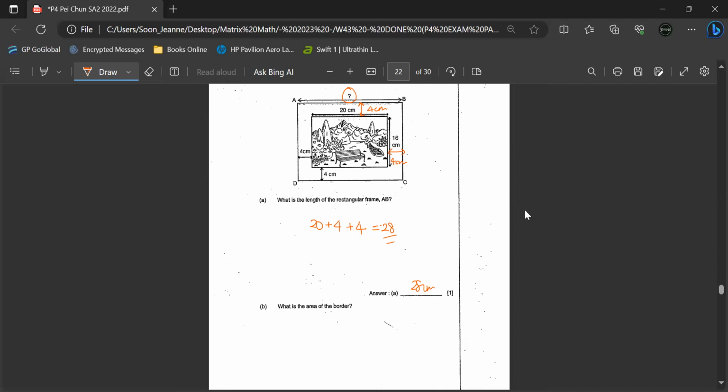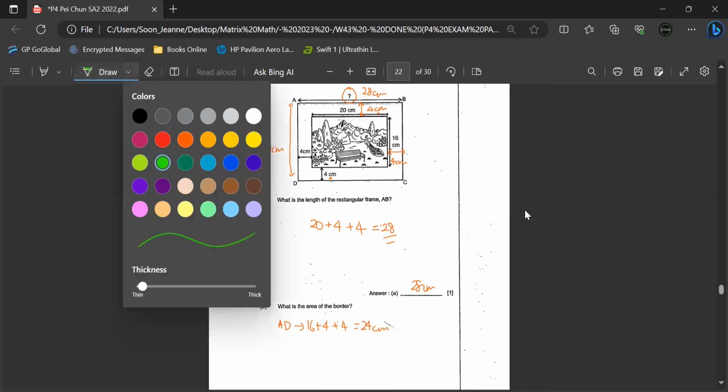Okay. So, what we do have, we know that this is 28. But we do not have the breadth, which is AD, breadth of the frame. So how do we find AD? This is 16, right? Remember, look at the breadth of the picture. 16 plus the 4 on top and the 4 below. So AD is 16 plus 4 plus 4 equals 24 cm. Okay, so I know this is 24 cm.